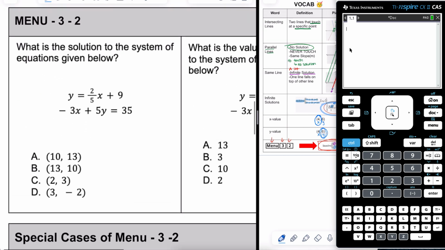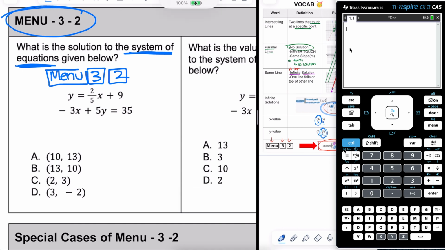So we are doing Menu-3-2. It says, what is the solution in the system of equations given below? My important word here is system of equations. When you see the words system of equations, you want to think Menu-3-2.